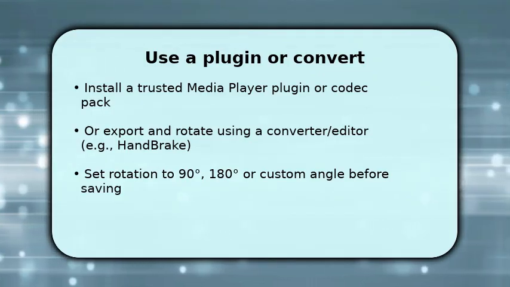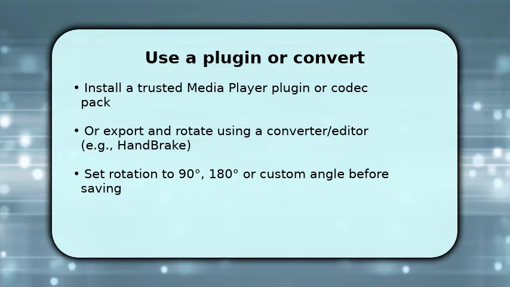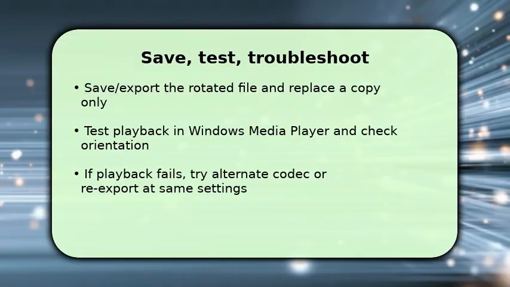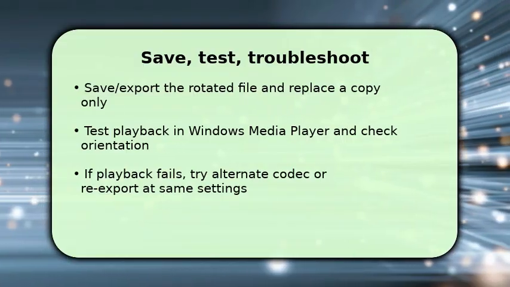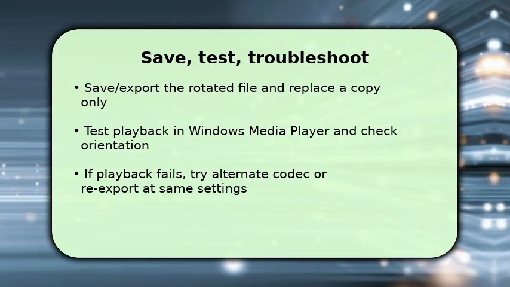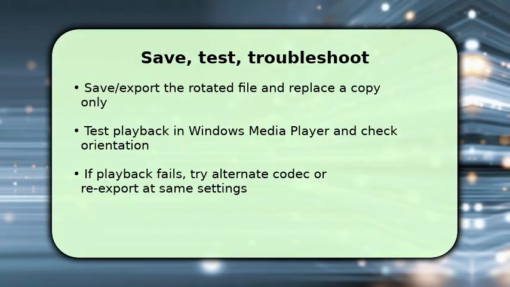You finish by exporting or saving the rotated file and replacing only a copy, preserving your original. Then open the new file in Windows Media Player to confirm proper orientation and smooth playback. This step verifies codec compatibility and correct rotation.